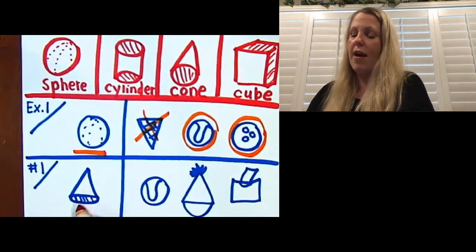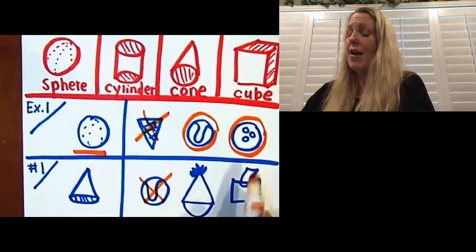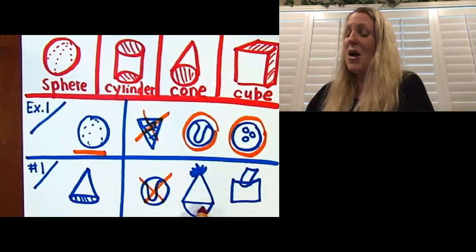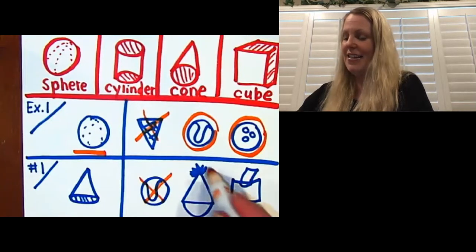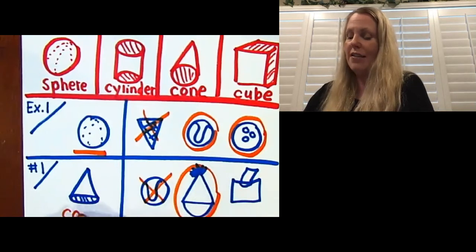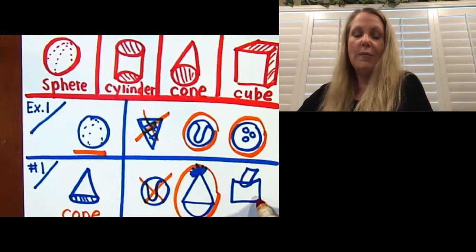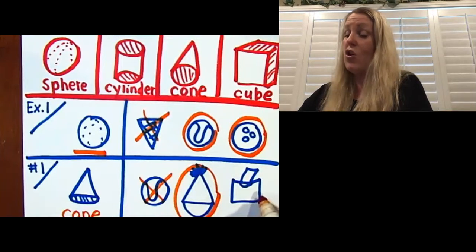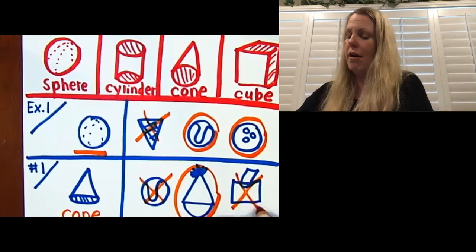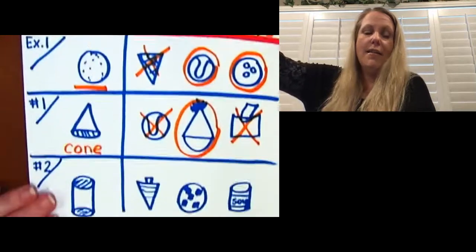So now we have a cone. So this is a cone. This is a baseball. Is that a sphere? No. This is a hat. Is this a cone? Yes, this is a cone. A party hat is a cone. Maybe I should write it C-O-N-E. And the last shape that I have is a square, a cube. And so it is not a cube. Let's look at that next example.